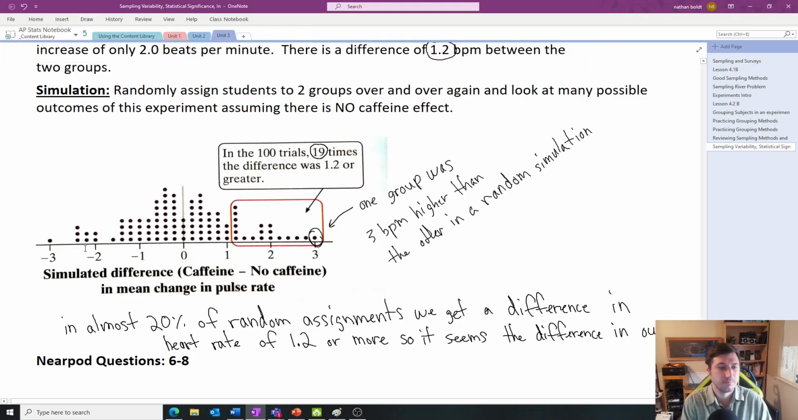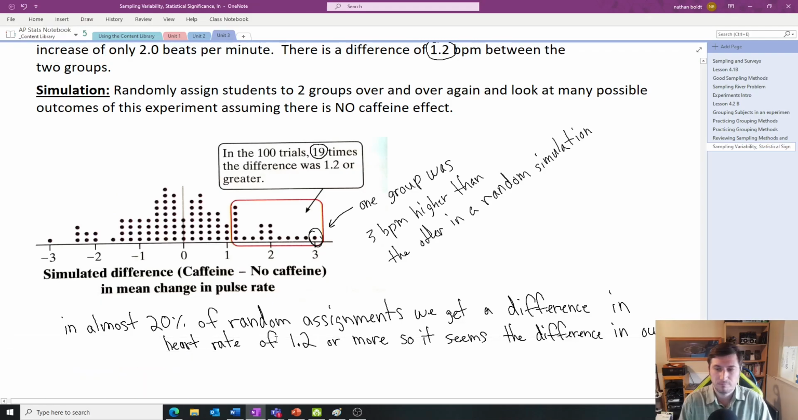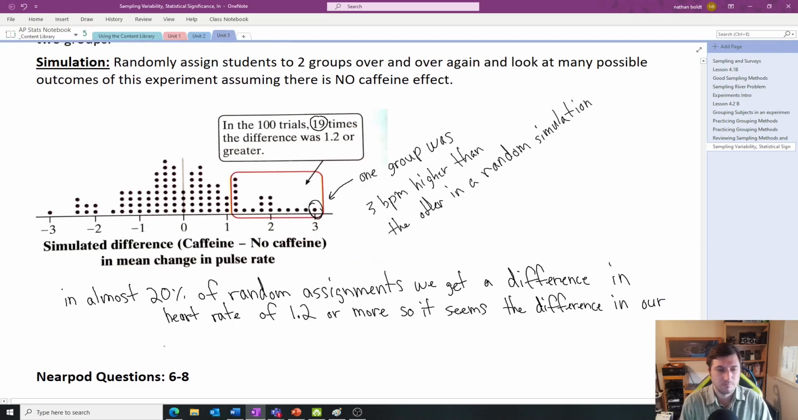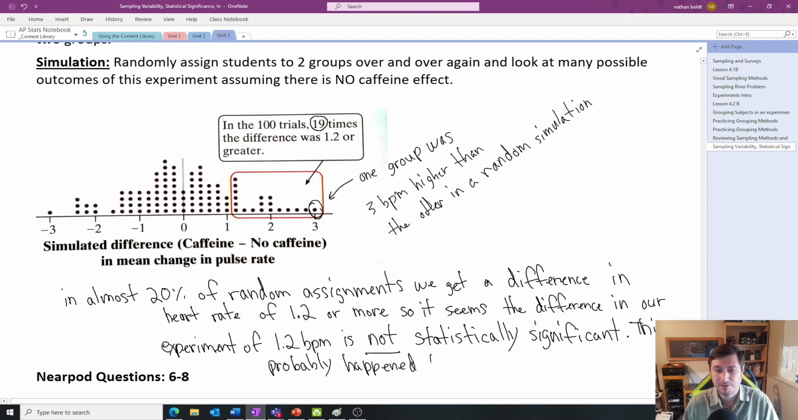I need more space. There it is. Of 1.2 beats per minute is not statistically significant. Yep, I spelled it right. Which means it probably just happened by chance.